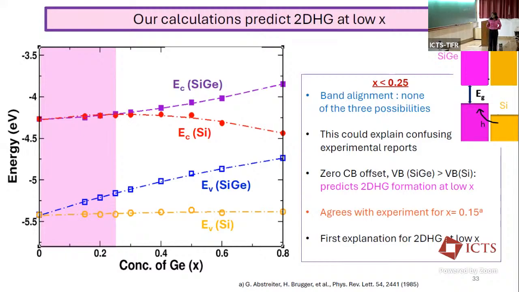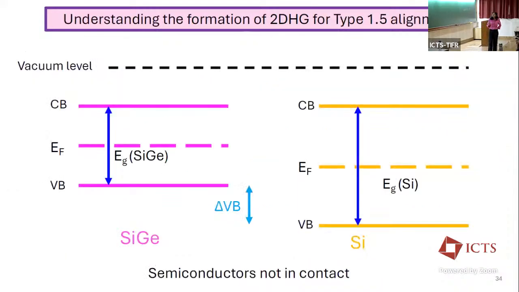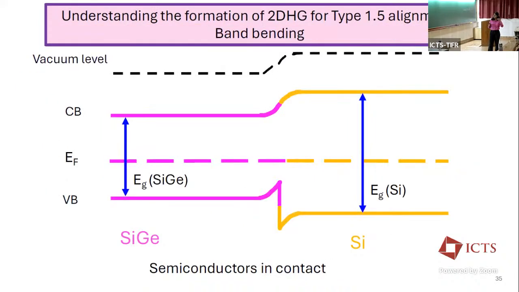So how do you get that? I'll just show in a moment. If I want to understand how this 2D hole gas forms, I have two materials, silicon germanium and silicon on the other side. So this is when they are not in contact. I showed you there's no conduction band offset, but there is a valence band offset. Now if you join the two materials, the Fermi level is going to be matched. It has to be constant. Then the bands bend so that the Fermi level is the same on both sides.